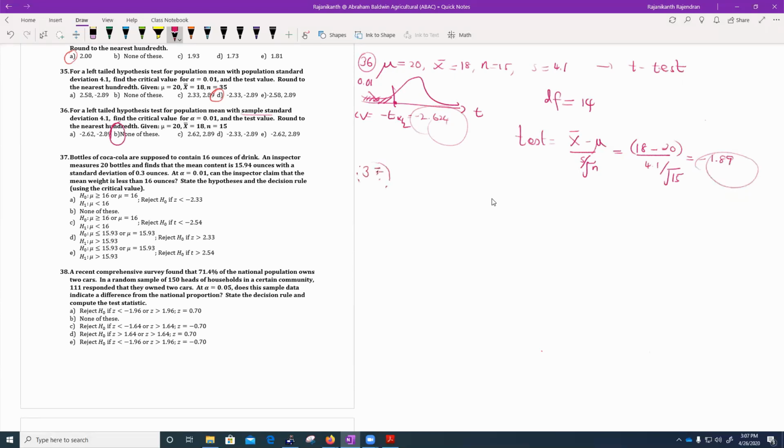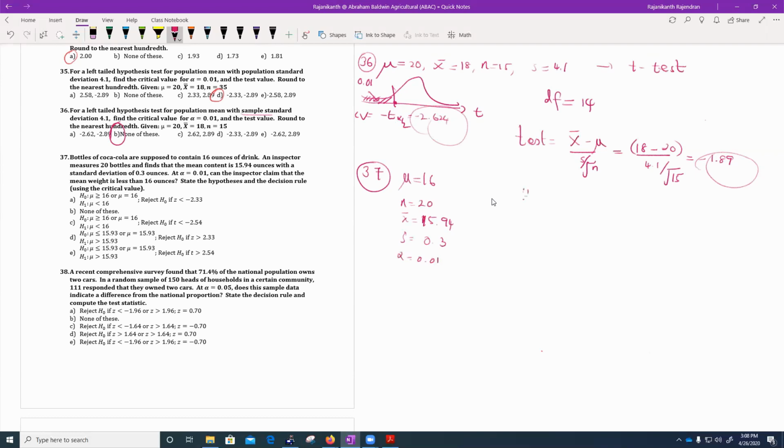Problem number 37. Bottles of Coca-Cola are supposed to contain 16 ounces of drink. So that is our population mean. An inspector measures 20 bottles and finds that the mean of the 20 bottles for the sample is 15.94 ounces with the standard deviation for the sample being 0.3. So alpha is 0.01. Can the inspector claim that the mean weight is less than 16 ounces?